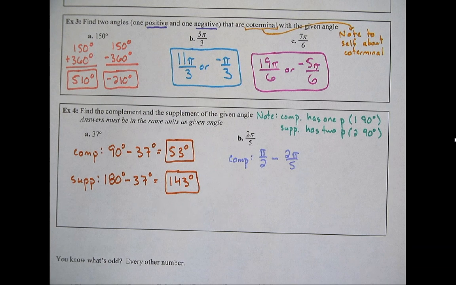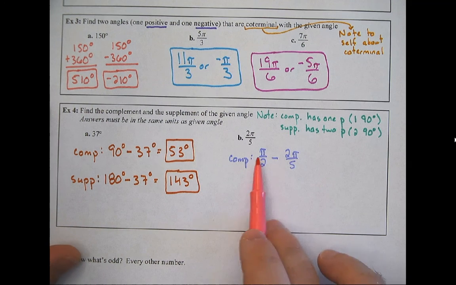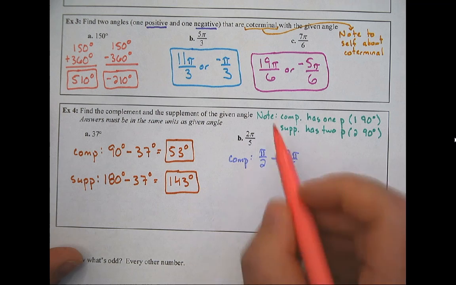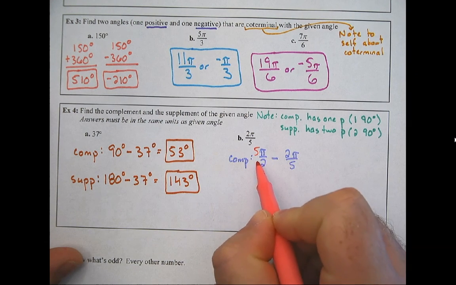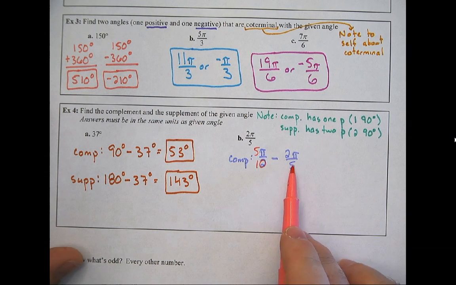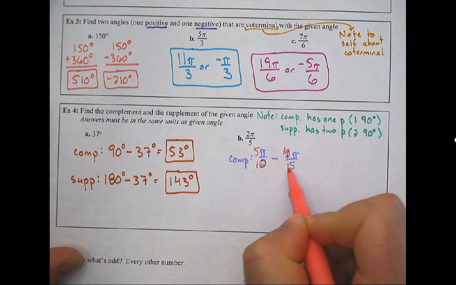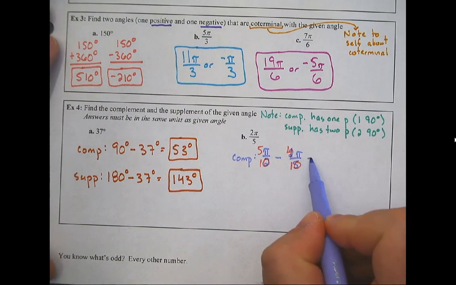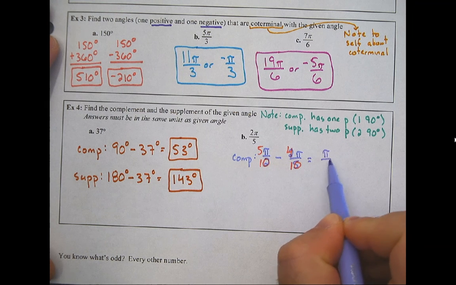Those don't have common denominators. So I'm going to be lazy, and I'm just going to write the common denominators right on top. So the least common multiple would be 10. So this needs a 5, and that would make this a 10. This needs a 2, so that would make that a 4, and this would be a 10. So 5 pi over 10, take away 4 pi over 10, ends up being 1 pi over 10.